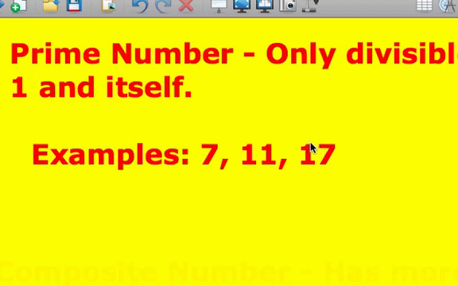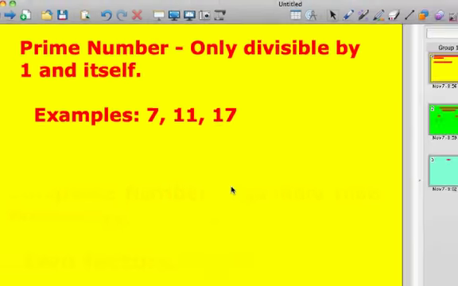You notice with 17 here, for instance, the only whole numbers I can multiply to get to 17 are 1 and 17. That's it. There's no other numbers we can multiply, and that's why we call it a prime number.